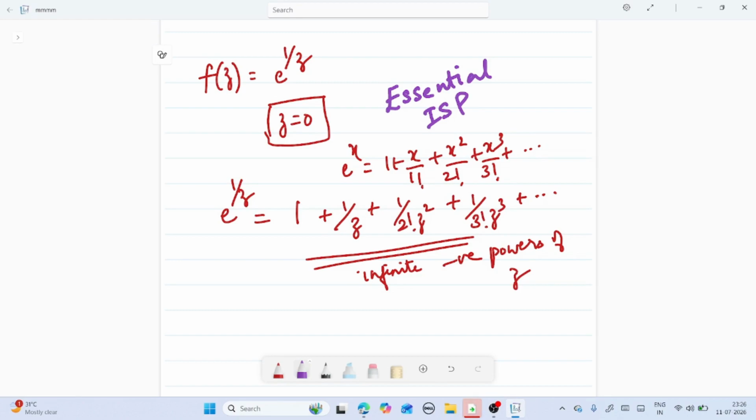Therefore, z equal to 0 is neither a pole nor a removable singular point. Therefore, z equal to 0 here is an essential isolated singular point.